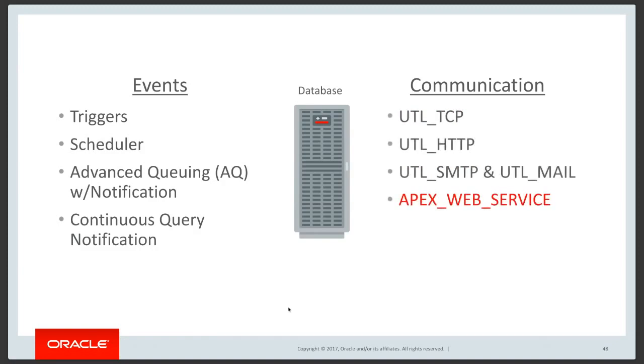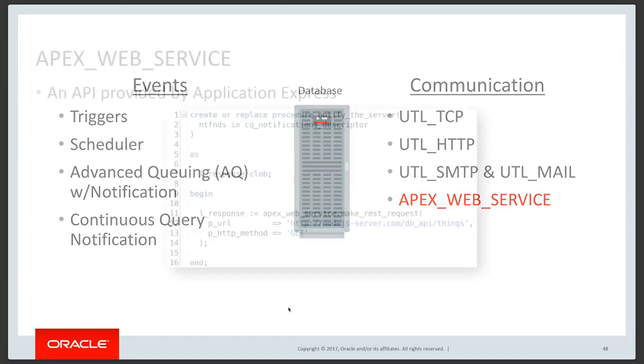Apex Web Service is a package that comes as part of Application Express, or Apex. It may be in your database already. If not, you can install Apex for free. But the reason I chose to use Apex Web Service is that it's the easiest way to do REST from Oracle Database. So this is what it looks like.